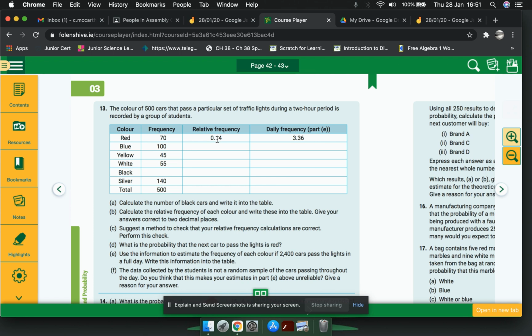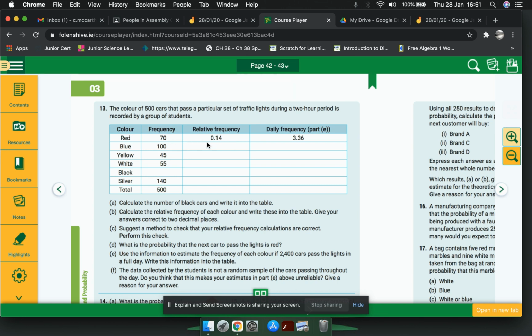We then want to work out the relative frequency. So the relative frequency, remember, is the number of events over the number of trials. So the event this time is the color, the amount of cars with that color that have passed over the total number of cars. So in this case, it would be 70 as the number of events, divided by 500, and you should get a value on your calculator of 7 over 50, or 0.14. So that's where that came from.